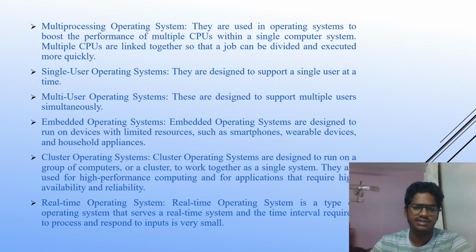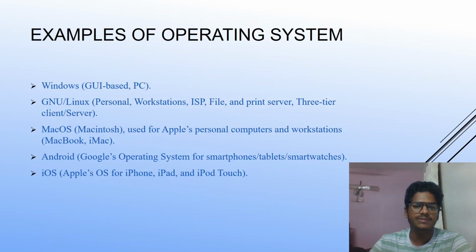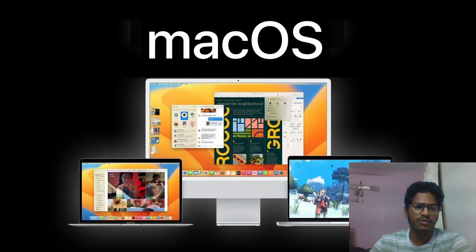Real-time operating system. These are the type of operating system that serves a real-time system, and the time interval required to process and respond to inputs is very small. Examples of operating system: Windows, GNU, Linux, Mac OS, used for Apple's personal computers and workstations, Android, iOS. Today we're going to be focusing majorly on Mac OS.